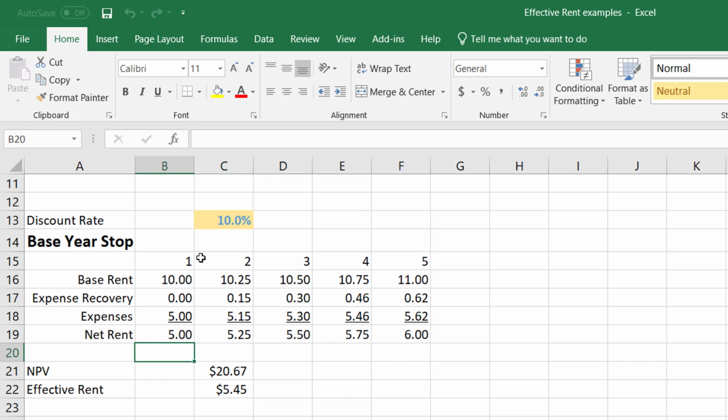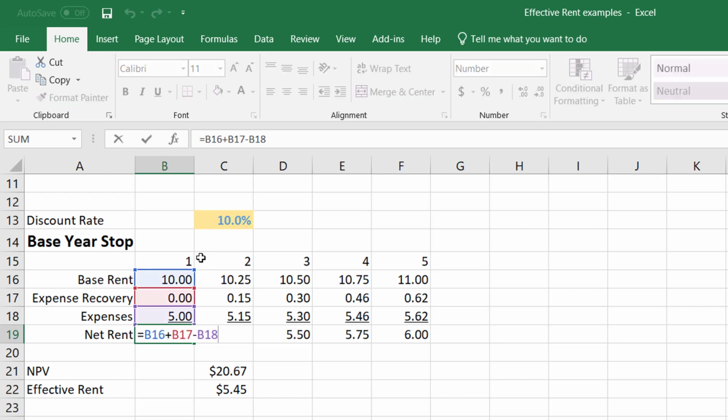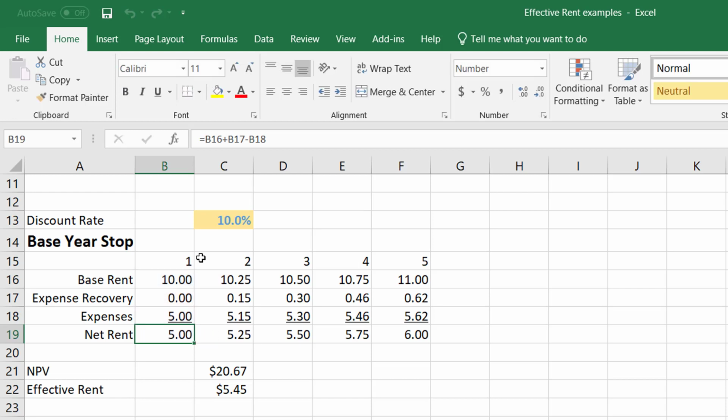No big deal. The net rents are going to be the base rent plus any expense recoveries less the expenses, and that's what this formula is doing here. And we're netting $5. And if you look here, we're growing our net rents by a quarter per square foot per year because our base rent's growing by a quarter, and then any increases in expenses are getting recovered or recouped through the expense recovery. So from there on, everything else is the same.